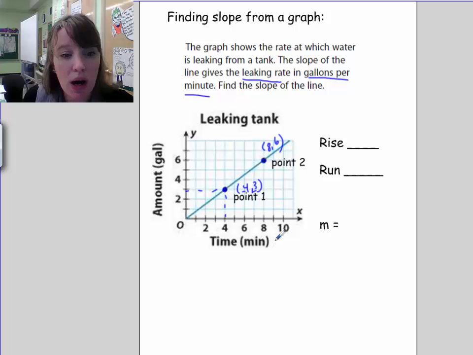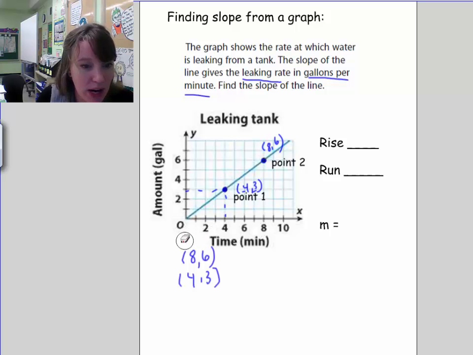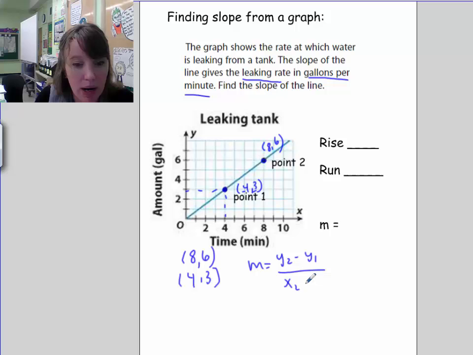Now that I've discovered these 2 points, we have 8, 6 and 4, 3. You want to write them vertically, because that will help you identify your x coordinates here and your y coordinates here. I'm going to show you 2 methods of finding it. Let's use the formula. The slope is equal to y2 minus y1 over x2 minus x1. So let's say that this is x2 and y2, and x1 and y1. This is the x coordinate of the second point, the y coordinate of the second point, the x coordinate of the first point, the y coordinate of the first point.